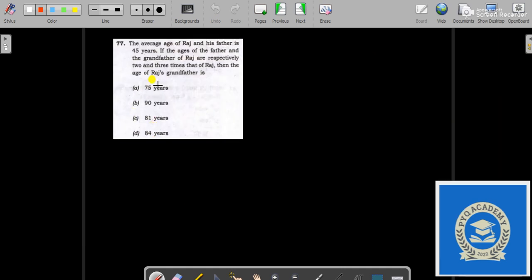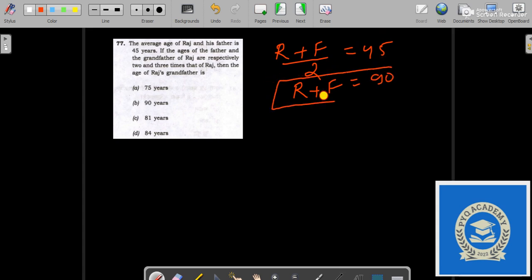Let's move to the next question. The average age of Raj and his father is 45 years. So Raj plus father, their average age is 45, which means Raj plus father's age sum to 90. Okay, this is the first condition. Let's move to the next condition.